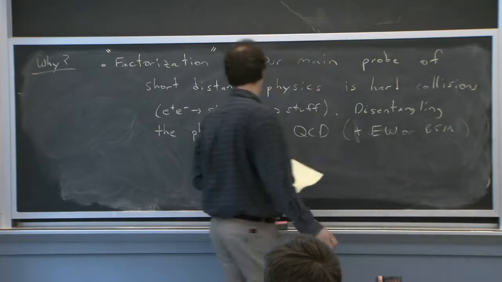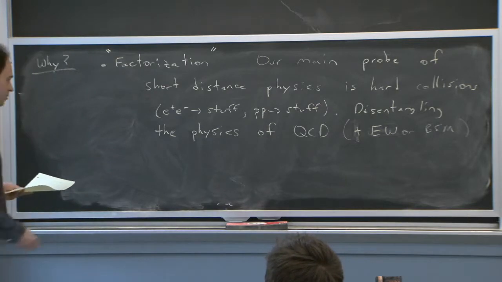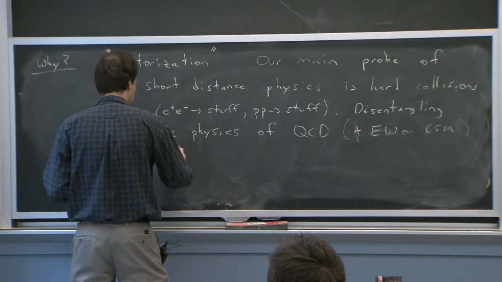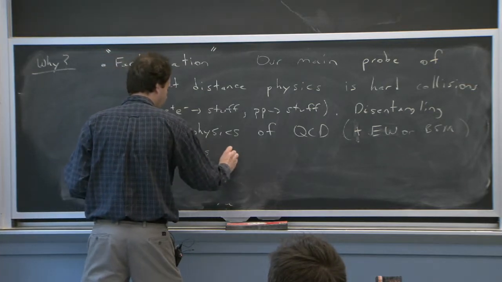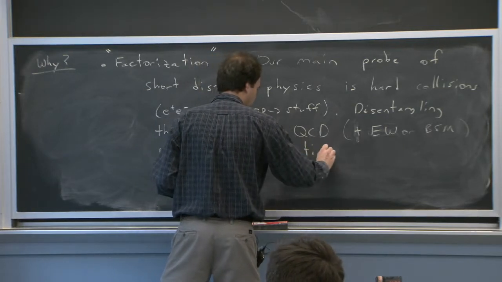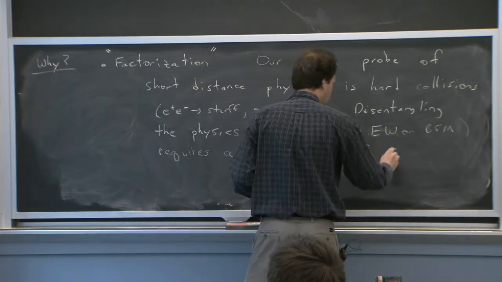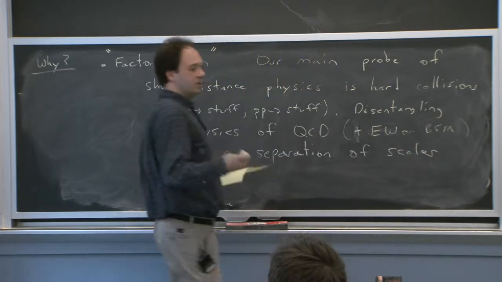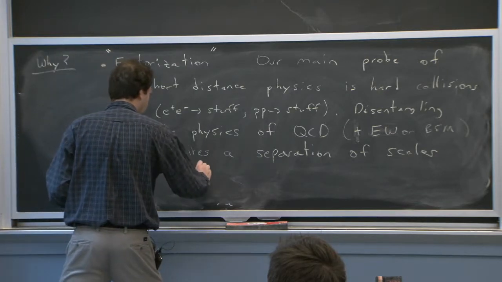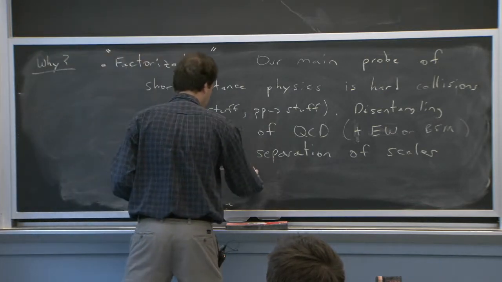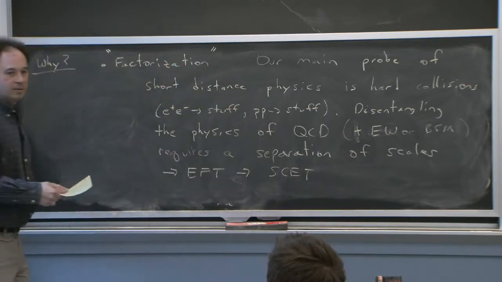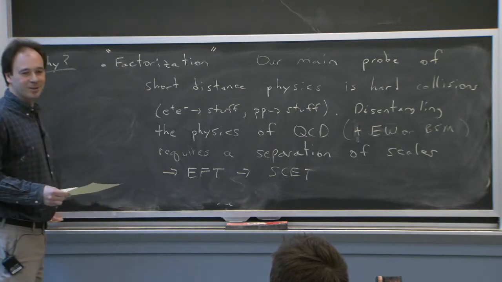So let me write it this way. Disentangling the physics of QCD with addition electroweak or BSM physics requires a separation of scales. We have to decide what's short distance, what's long distance. If we're interested in a process like the LHC where we're colliding together hadrons, then that's, of course, absolutely necessary because the hadrons are long distance things and we're interested in short distance physics. And we can do that with SCET. That's perhaps the biggest motivation for us today.